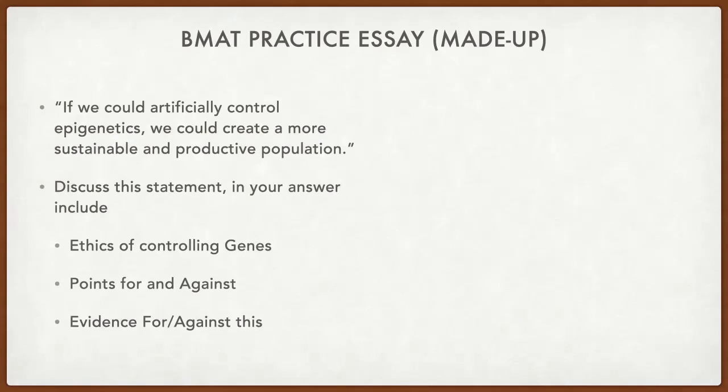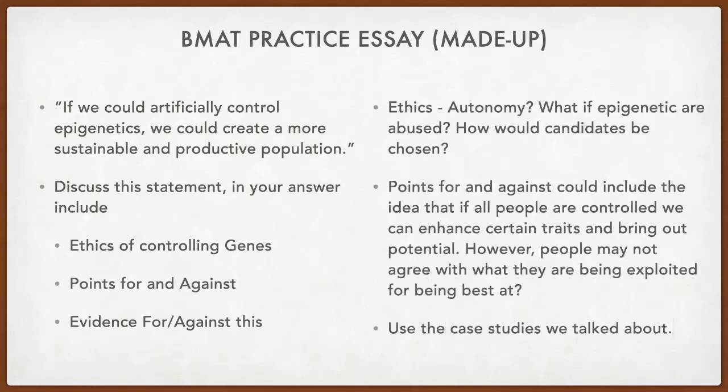Okay, so we're going to go through some answers. So these are some potential answers you could have put down. So you could talk about ethics. What about autonomy? If you're artificially controlling epigenetics, people might not want that. What if epigenetics are abused? You know, if you want certain people to be better at something for different purposes or for personal gain, and how would candidates be chosen?